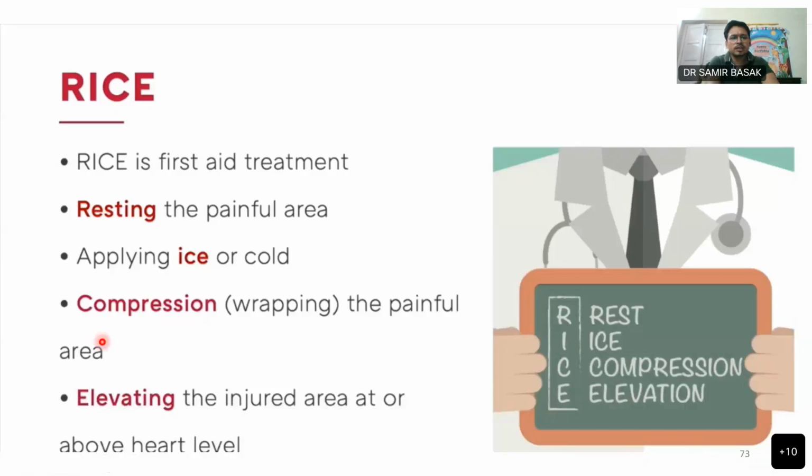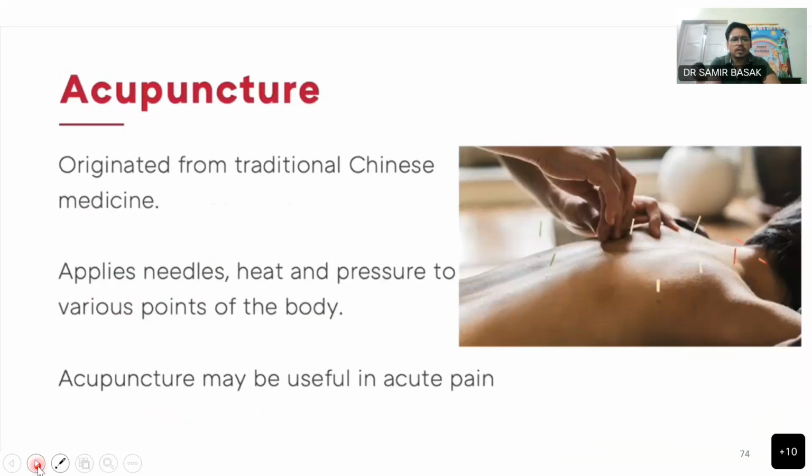So RICE is a first aid treatment: resting the painful area, applying ice or cold over the affected area, compression of the painful area, and elevation of the area above heart level. These are the RICE protocol for acute pain within 72 hours of injury. After that, there is the traditional Chinese system, acupuncture. It may be useful for acute pain or low back pain, neck pain. It is useful in chronic conditions also.